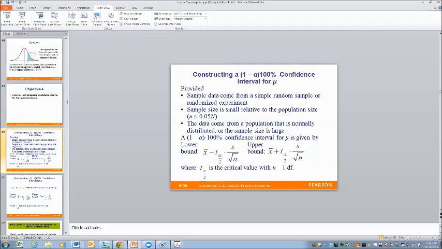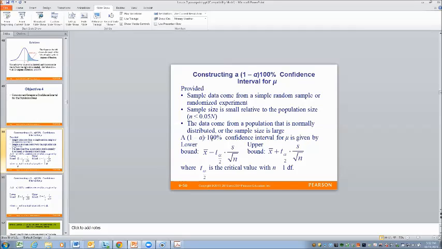In order to come up with a confidence interval, we would need to have some requirements met before we can move on. First of all, the data does need to come from a simple random sample. Our sample size does need to be less than 5% of the population size. And we need for the population to be normally distributed or the sample size to be large.